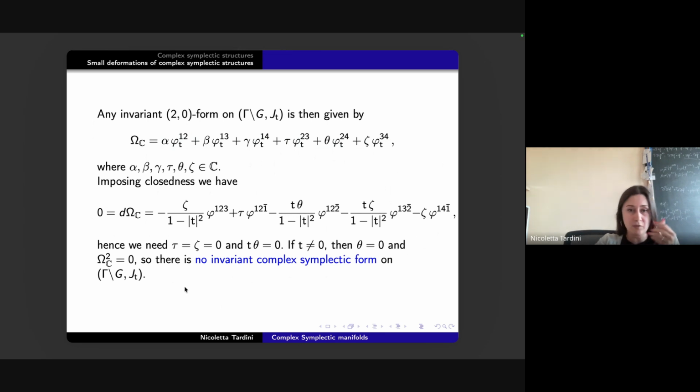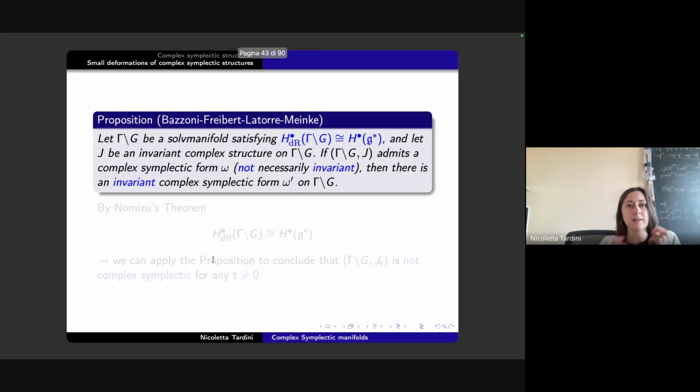But this is not enough, of course, because I'm just saying that we cannot have an invariant complex symplectic form, but we could have a non-invariant complex symplectic form. So for this, what helps is this result by Bazzoni, Freibert, Latorre, and Menke, that is essentially saying that we have a symmetrization process, okay? But we have some assumptions.